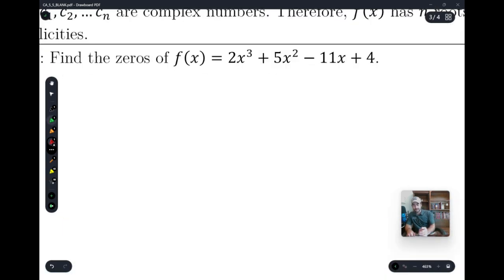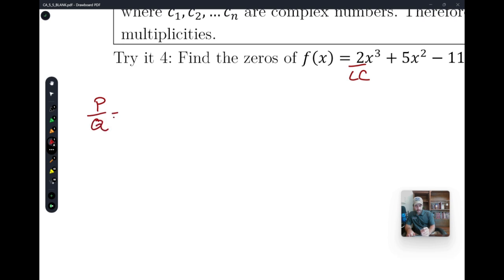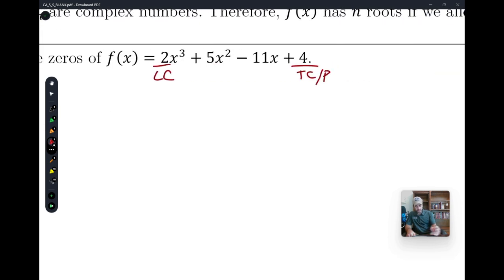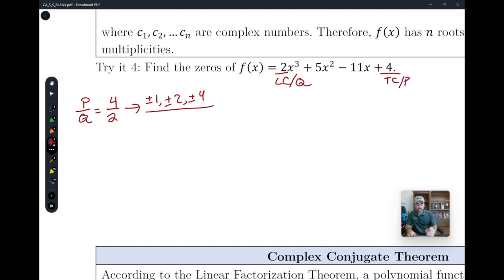So here we're going to do the same thing. We're going to take this TC, we're going to take this LC, and we are going to find our possible rational zeros to start. So TC over LC, or P over Q. Remember, this is P. That's Q, is 4 over 2. We ask ourselves, what are the factors of 4? Positive and negative 1, 2, 4. What are the factors of 2? Positive and negative 1, 2. So there's all our potential factors, and we're going to expand that by checking each combination and writing a set of what we call PRZ, or possible rational zeros.